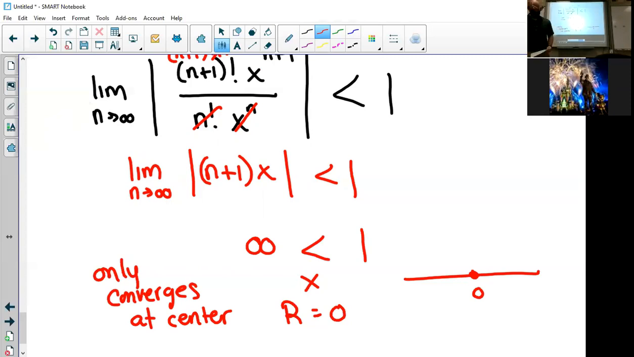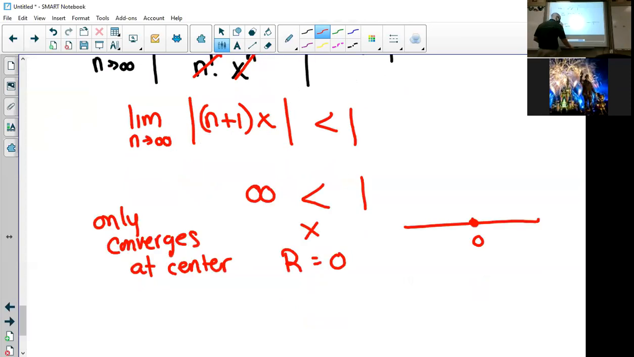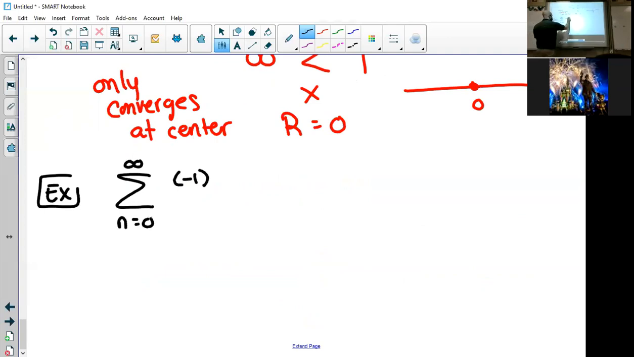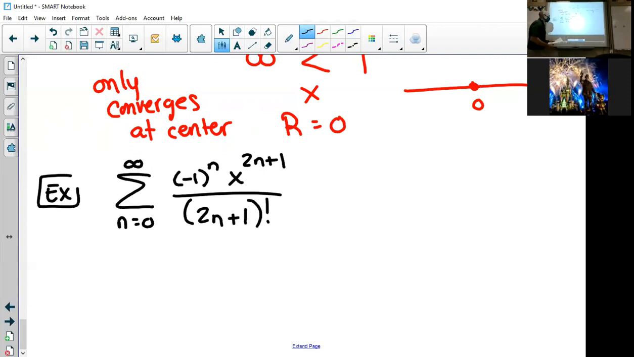That doesn't work. All right, let's try a third example here. Can you guess if it's going to be the third scenario? Here we go. Our third one. All right, we have the sum from 0 to infinity of -1 to the n, x to the 2n plus 1, over 2n plus 1 factorial. Okay, so we're going to use the ratio test. We're going to find that radius of convergence.